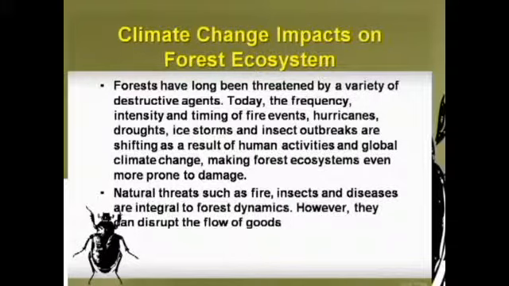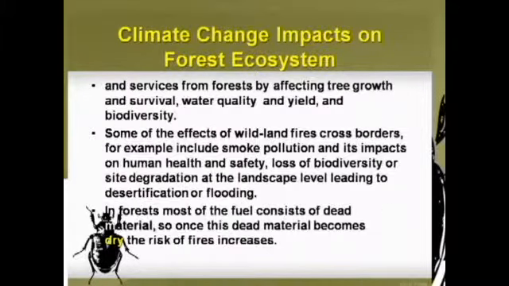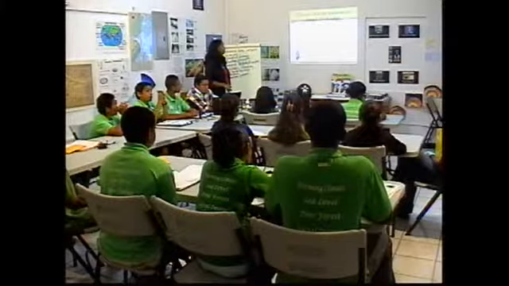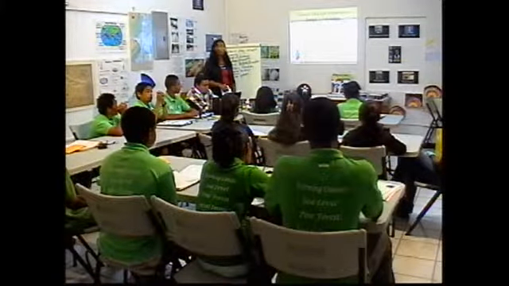Natural threats such as fire, insects, and diseases are integral to forest dynamics. They are very important, but they can also disrupt the flow of goods and services from forests by affecting growth and survival, water quality and yield, and biodiversity. Some of the effects of wildland fires cross borders. For example, they include smoke pollution and its impact on human health and safety, loss of biodiversity, or site degradation at the landscape level, leading to desertification or flooding.